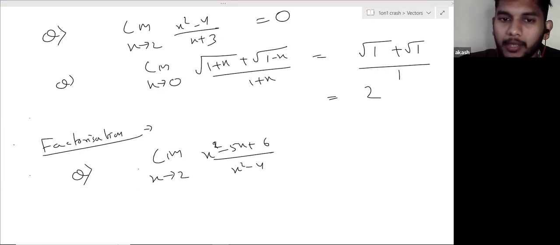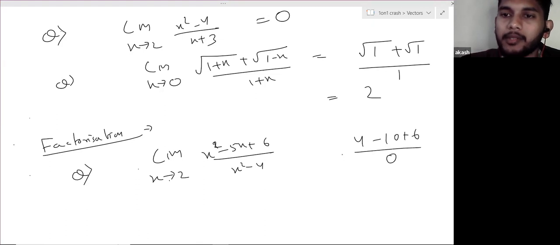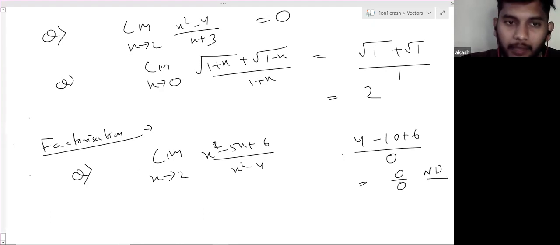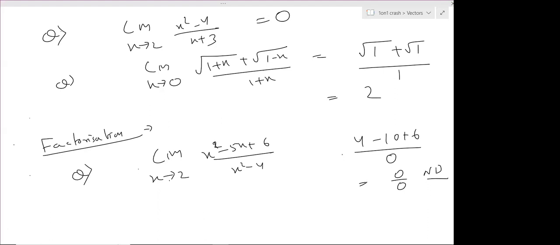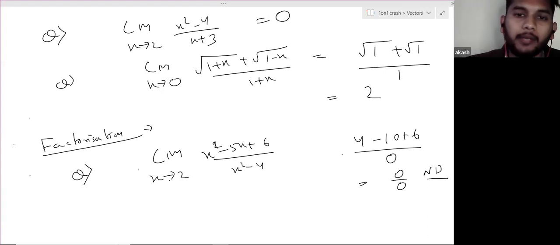So let's put x equals 2 here. What will we get? 4 minus 10 plus 6 upon 0. So 10 minus 10 is 0, 0 upon 0. This is not defined. So we can see direct substitution fails here, right? So the second method is factorization. What we try to do is factorize the numerator and factorize the denominator.